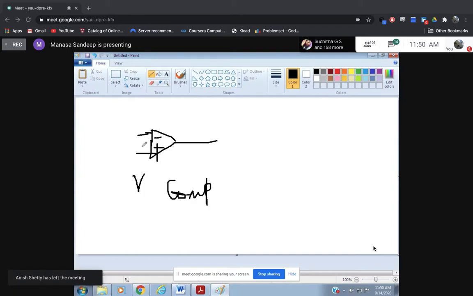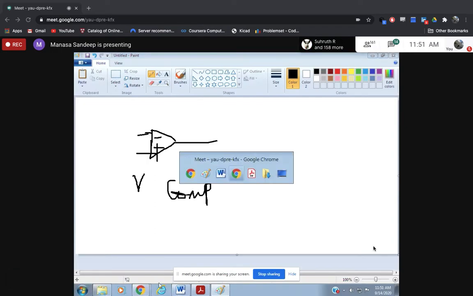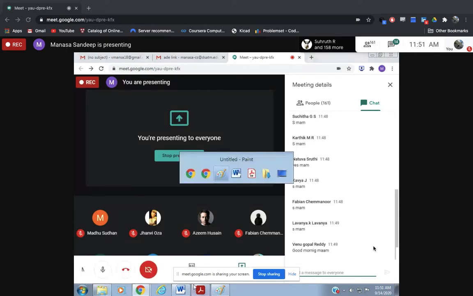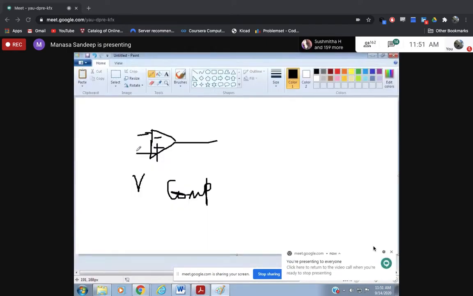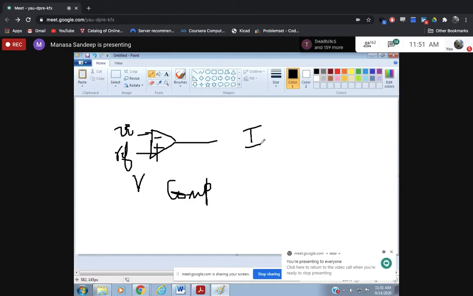Okay, so what is it that it will compare? It will compare the signal. Fine. So what signal is it going to compare? It is going to compare the input signal with a reference signal. Okay. So what is your input? The applied input will be compared with the reference voltage. Okay. So depending on this, you will get the output.